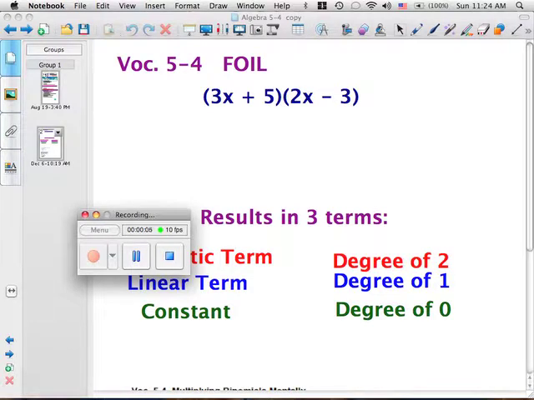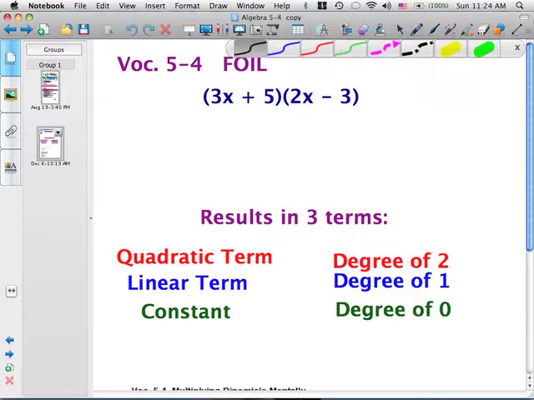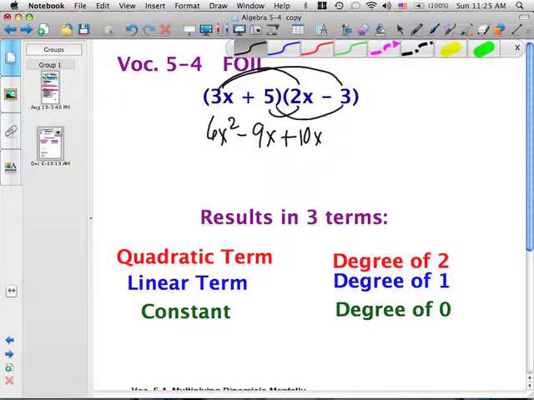We're on chapter 5, section 4, which is working with FOIL, multiplying two binomials together. And remember, when we do this, FOIL means first terms, so you get 6x squared. Outer terms, the terms on the outside, negative 9x. The inner terms, plus 10x. And the last terms, minus 15. When you simplify, you end up with a trinomial by collecting the two middle terms.